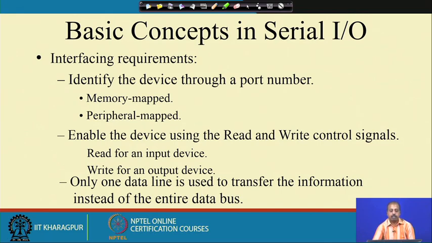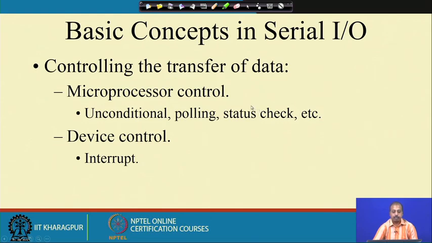So, we need some number to identify the device, then some read write control for reading from the input device or writing to the output device, and only one data line can be used for transferring the data. We will take some example. When it is microprocessor controlled, it is unconditional polling or status check. So, maybe my microprocessor transfers the data from the memory to the device, or it may be interrupt driven.